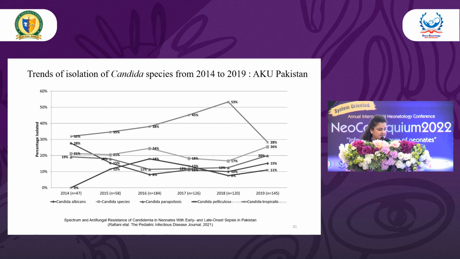However, what has happened as a result of that is that other Candida species, which may be inherently resistant to fluconazole, their occurrence has increased. So AKU is now seeing more of Candida tropicalis and Candida parapsilosis, which may not necessarily be sensitive to IV fluconazole.